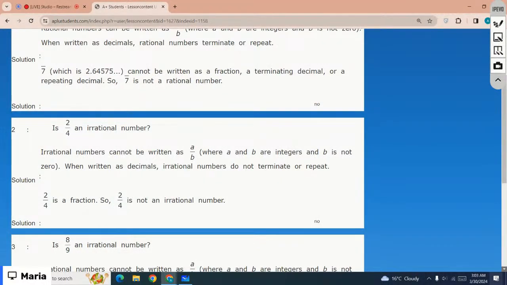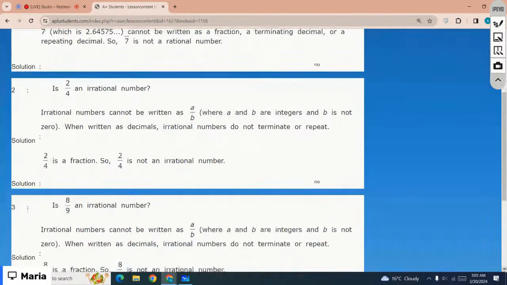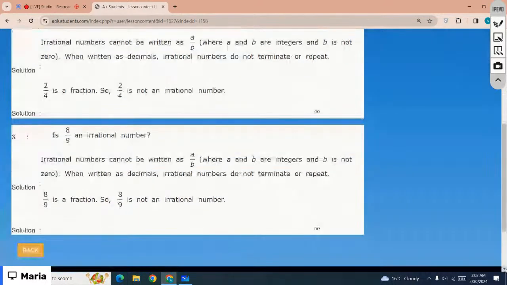Okay, the next one is 8 by 9 an irrational number? No, 8 by 9 is not an irrational number. Why? Because 8 by 9 is a rational number, right? Rational it is because it is already written in the fractional form. So the ones that can be written in the fractional form are the rational numbers, right?